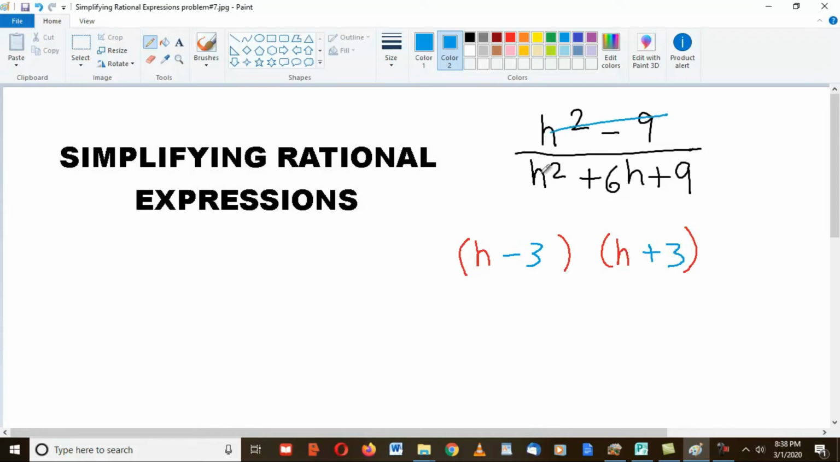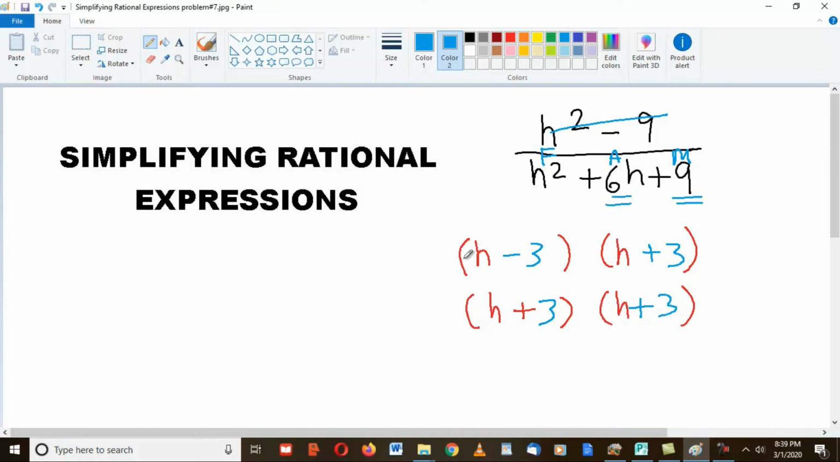Now the bottom here, there's three terms, so we can use our FAM method. So factor, we're going to factor it out first. In factoring out first, we're going to have the h's just like we had in the numerator here. And now the 6 and the 9. We need two numbers that we can add together to give us a 6, and those same two numbers we can multiply to give us 9. And that's a pretty simple one. We add 3 and 3 together, we're going to get 6.